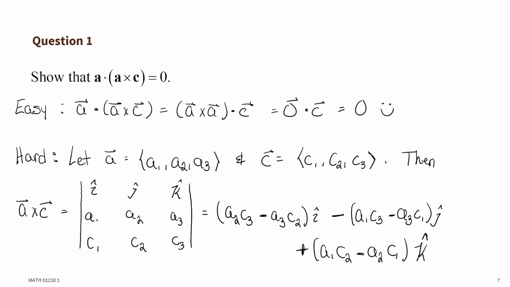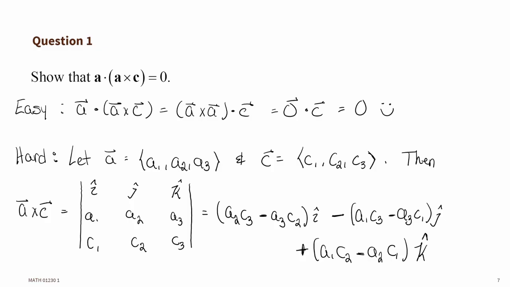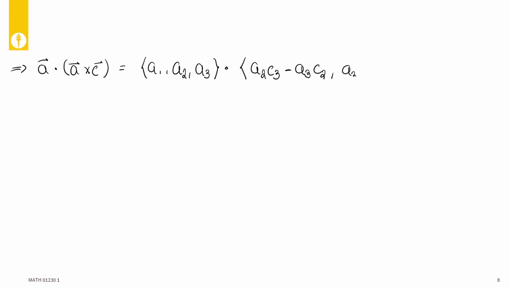All right, so that was A cross C. I'm going to switch the order for the J hat so I can get rid of that negative. And how do you do a dot product? First term times each first term plus second.